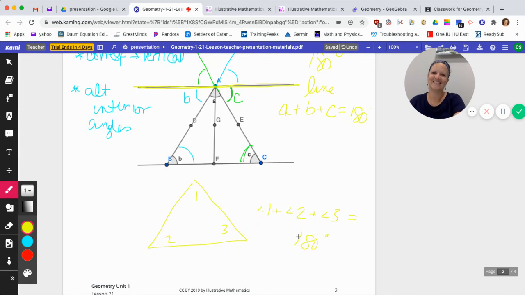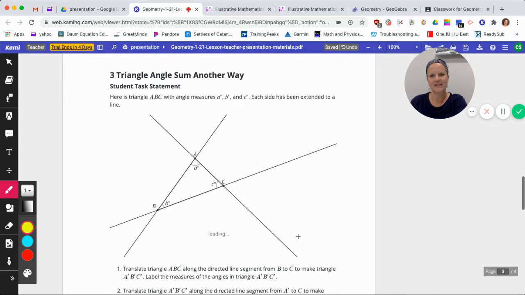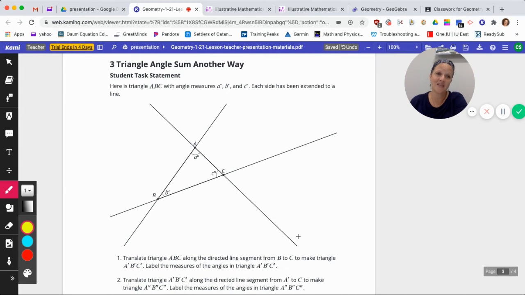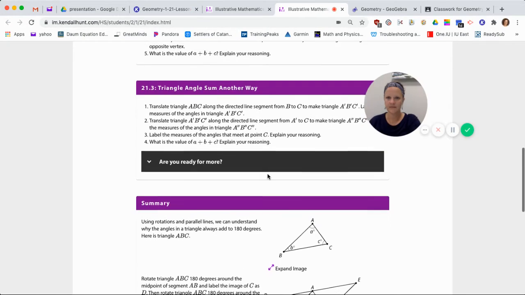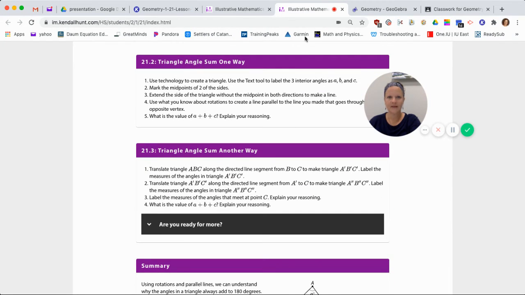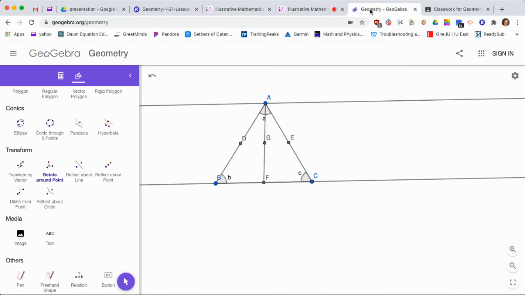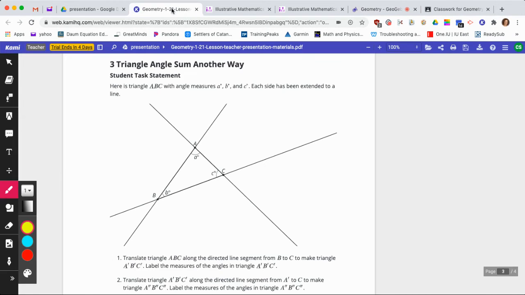All right. Triangle sum theorem, another way. So that's actually called the triangle sum theorem. Here is triangle ABC with angle measures A, B, and C. Each side has been extended to a line. Let me peek at the student. Nope, don't want to go there. We're going back here. So each side has been extended to a line.